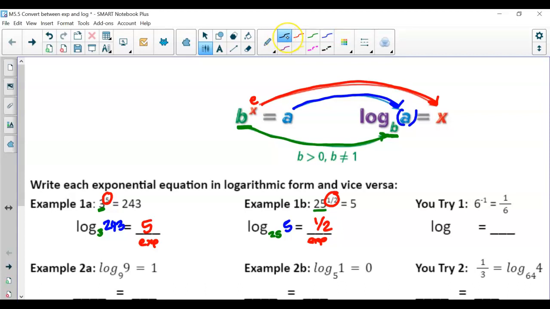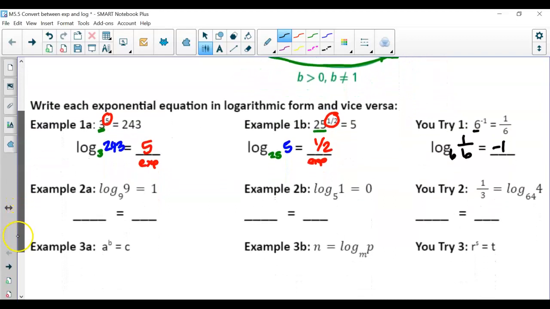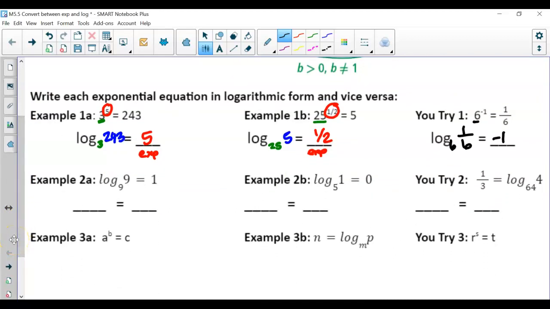And here we go. So here, log base 6, then your exponent was -1. So log base 6 of 1/6 is equal to -1. So again, here going the other direction, right? The base is the base. Your equation is equal to the exponent, or the exponent is what the equation is equal to.